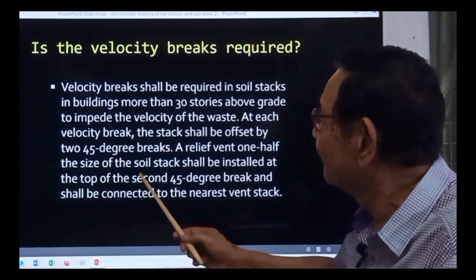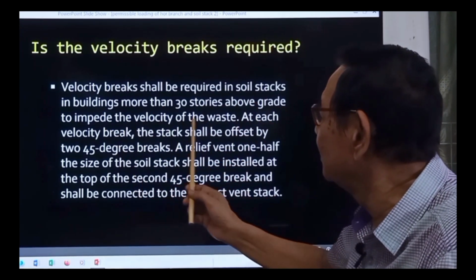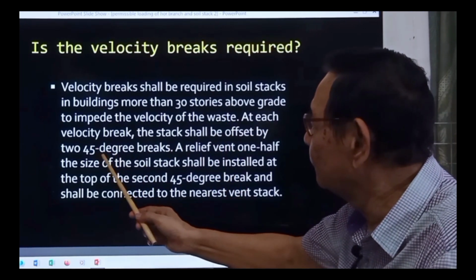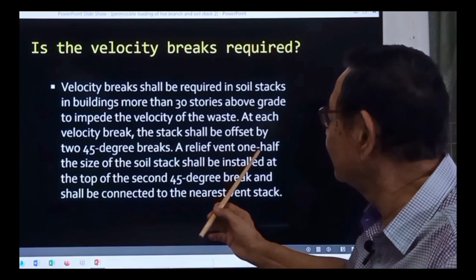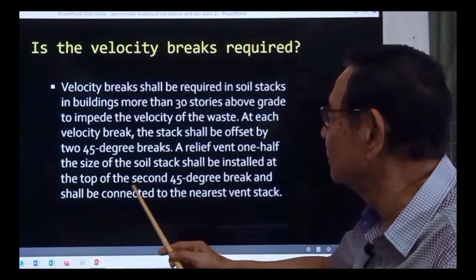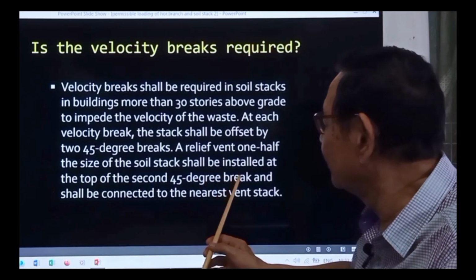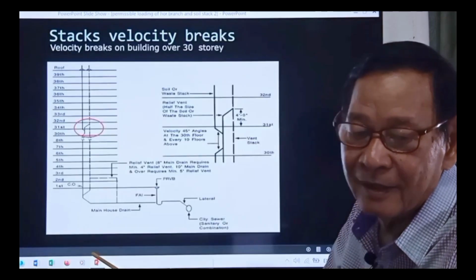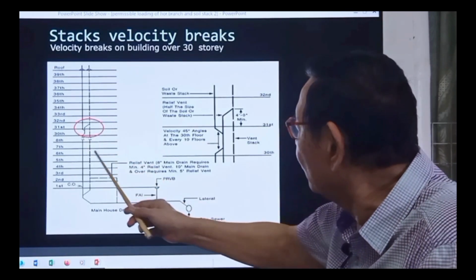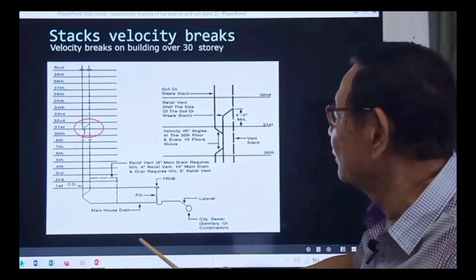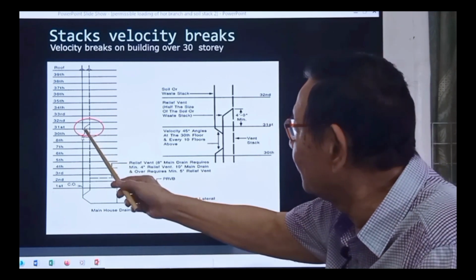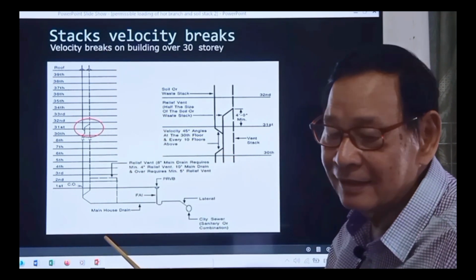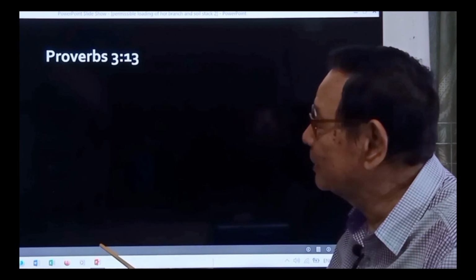So, yun ang kailangan natin. So, is the velocity break required in the solid stack? Yes. Building more than 3 story above to impede the velocity of the waste. At this velocity break, the stack shall be offset by 45-degree break. A left bend or one-half the size of the stack shall be installed at the top of the second 45 degrees break and shall be connected to the nearest vent stack. Okay. So, velocity break, ito ngayon ang detail ng isang velocity break. So, dalawang 45 degrees, nakakonect ito sa vent stack. Ganito yan.